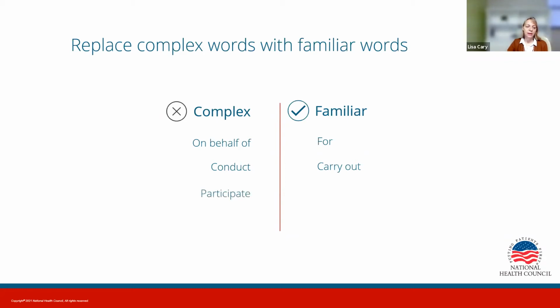Okay, participate. Could be take part. Another thing that we're always looking to do with these words is taking these multi-syllable words like participate and turn them into shorter words. And that really lowers the reading level of your materials. Okay, one more, undertake. And that could be just do.